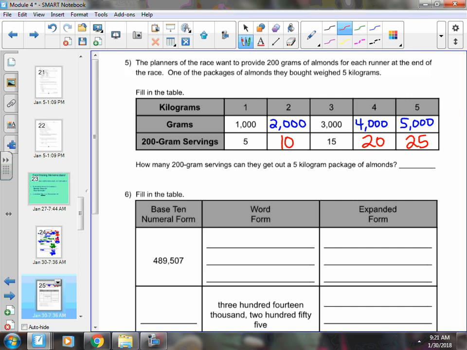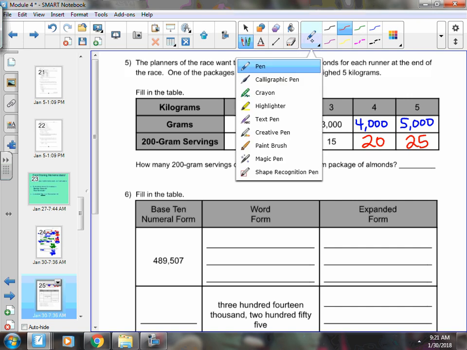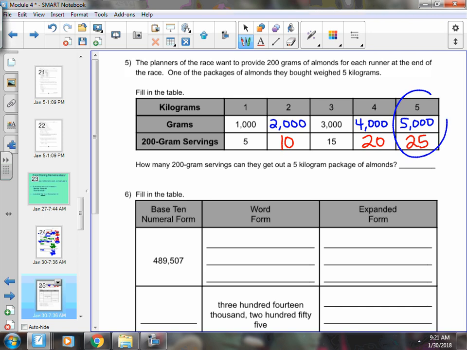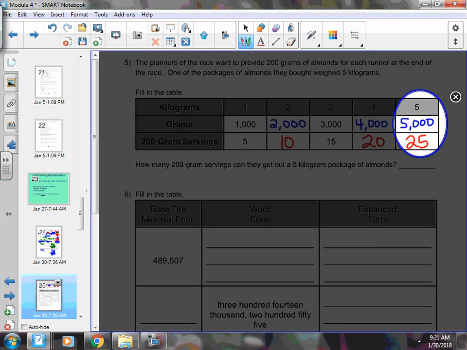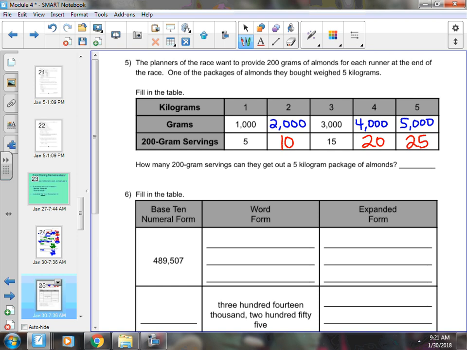Okay? How many 200-gram servings can they get out of a 5-kilogram package of almonds? We already did all the work. Just looking at the table tells me my answer. 5 kilograms, imagine like 5 boxes of almonds. That's 5,000 grams. And if I divide that into 200-gram chunks, I can get 25 of them. So we can basically feed 25 runners. Okay? So the answer is 25. So if you fill in the table, it will tell you what the answer is. Okay? In a pattern.